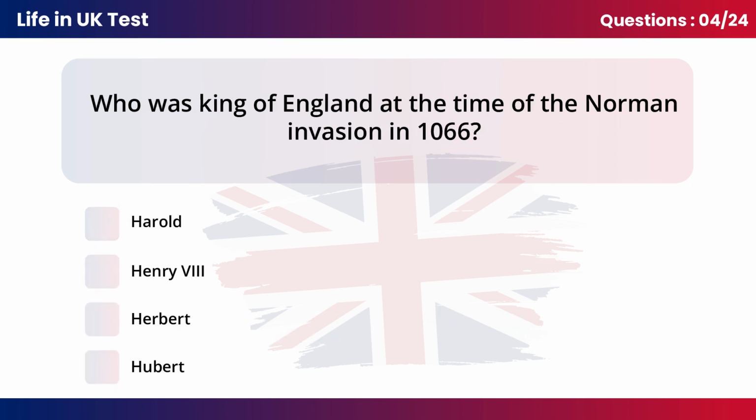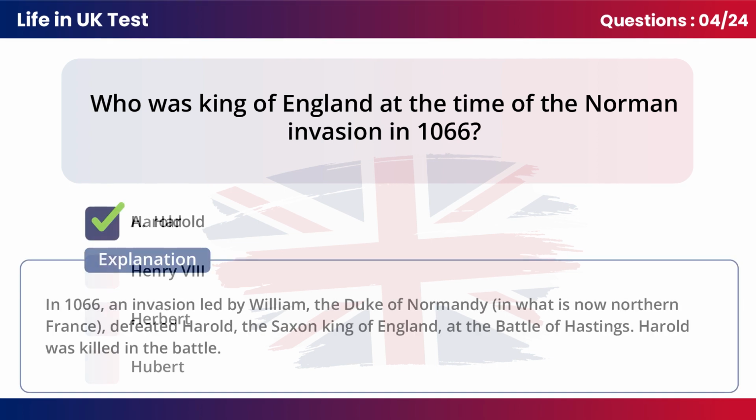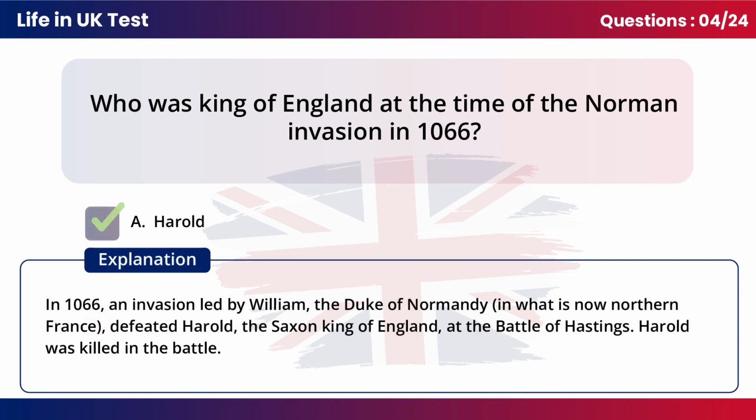Question 4. Who was King of England at the time of the Norman invasion in 1066? A. Harold. In 1066, an invasion led by William, the Duke of Normandy, in what is now northern France, defeated Harold, the Saxon King of England, at the Battle of Hastings. Harold was killed in the battle.